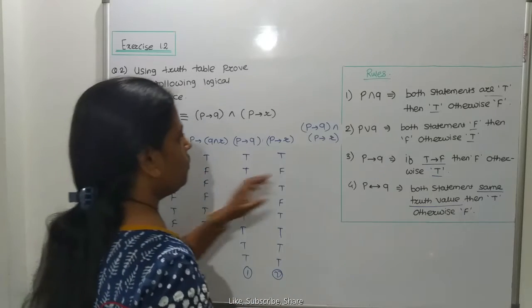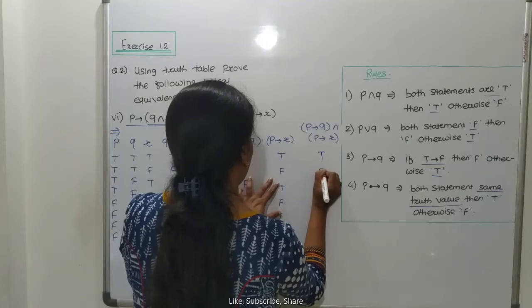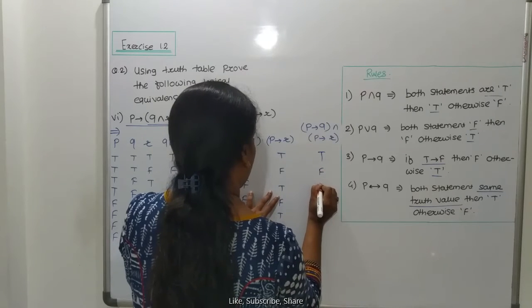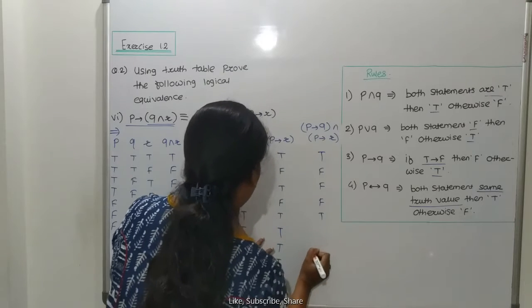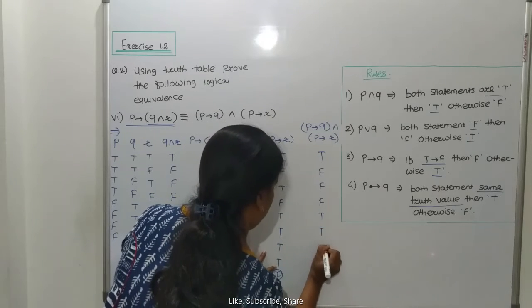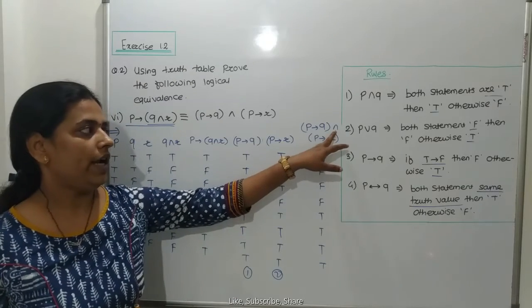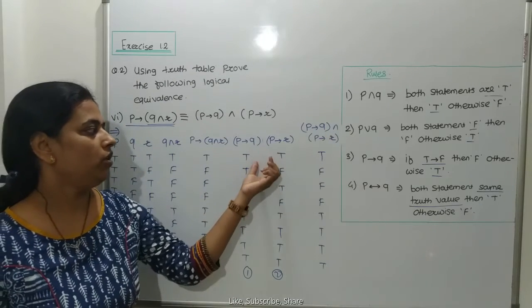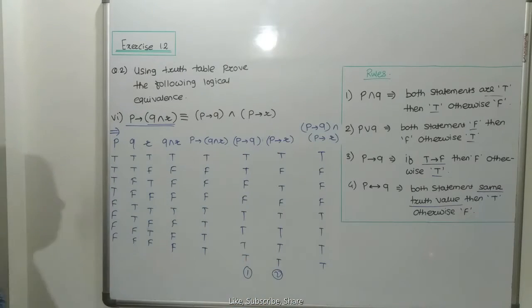That means you have to perform AND operation with these two. Okay. So for AND, what we have to check? True and true is true, true false false, false true false, false false false. This one is also true, this one is also true, and this one is also true. Whatever the AND logical connective is there, if both statements are true, then and only then we get true. Otherwise, we get false.